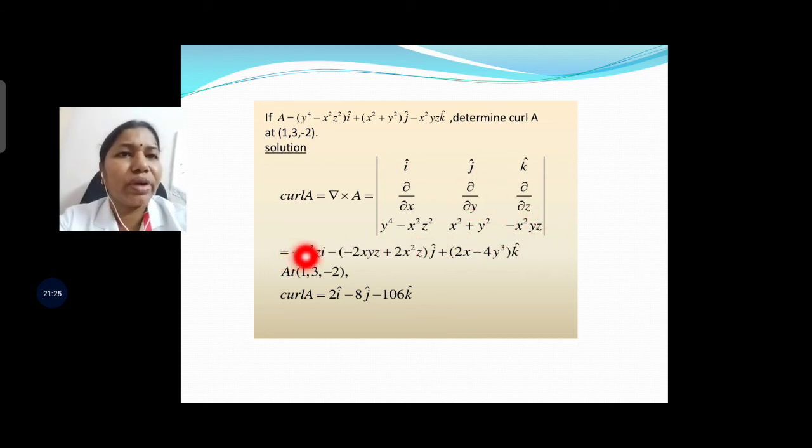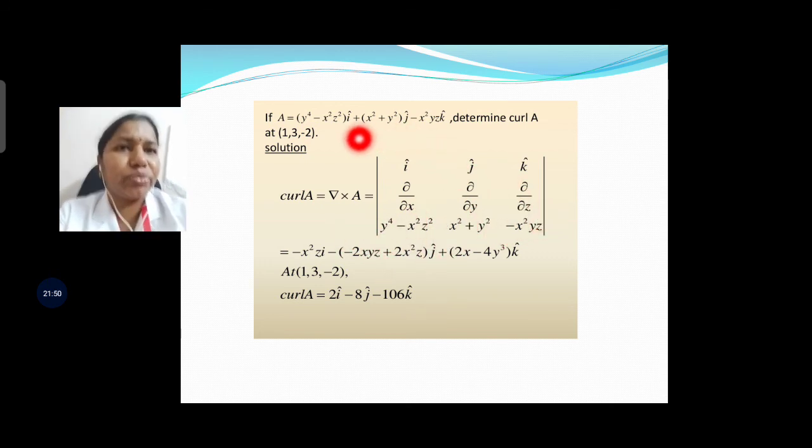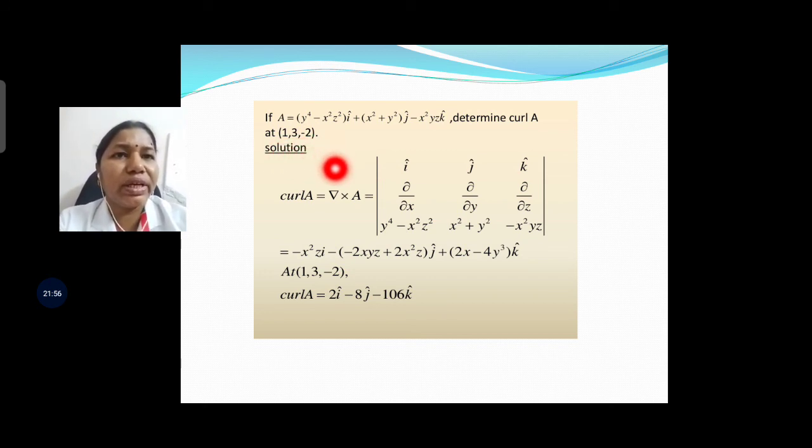So minus x square z into i for the first step. Second step, dou by dou x of minus x square yz, so we will get minus 2xyz, and here also we differentiate once with respect to z. Third one, differentiate once with respect to x and once with respect to y, and substitute the values for x, y, z: x is equal to 1, y is equal to 3 and z is equal to minus 2. Then we will get curl equal to 2i minus 8j minus 106k. So this is from curl A.